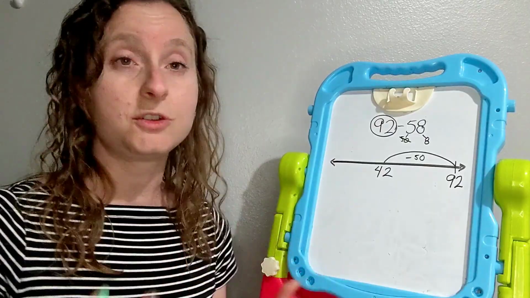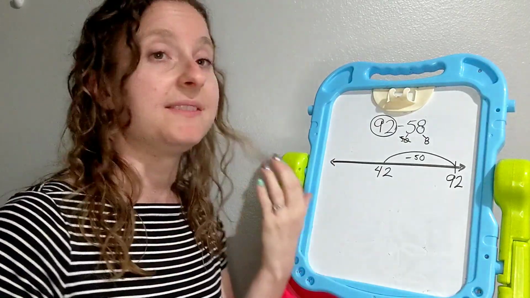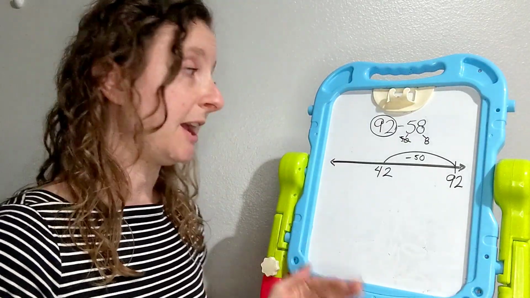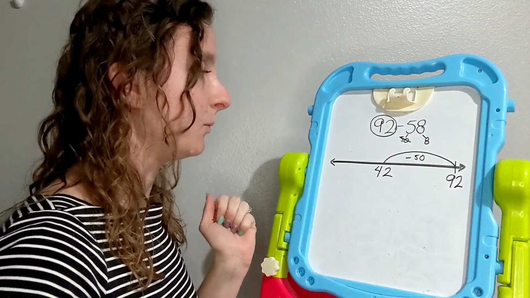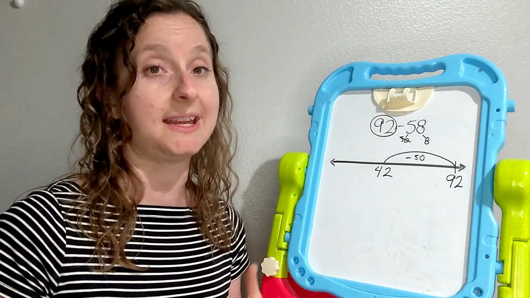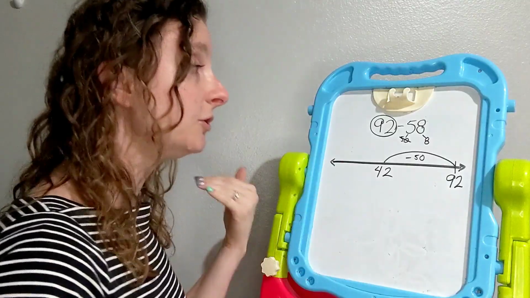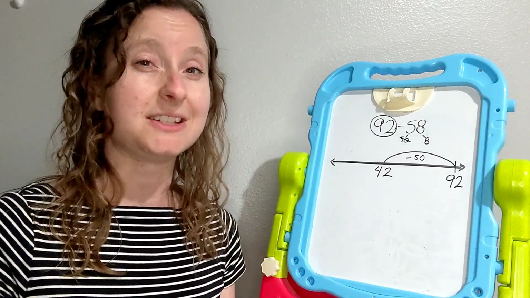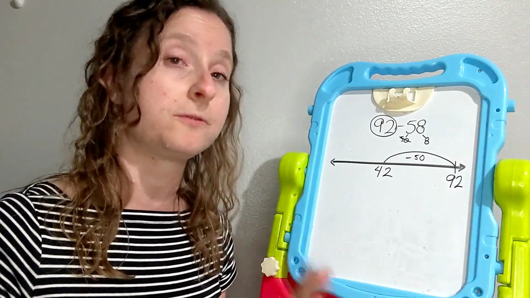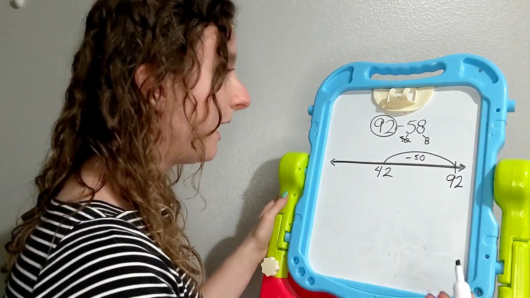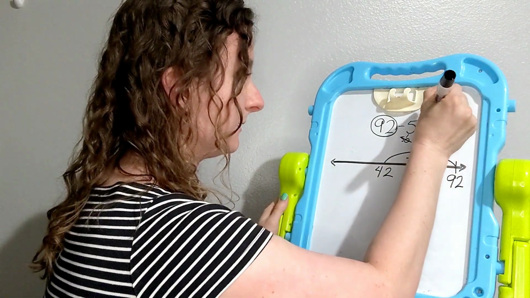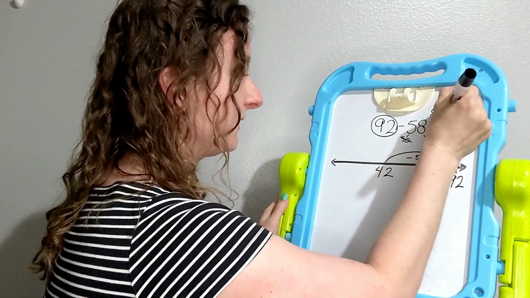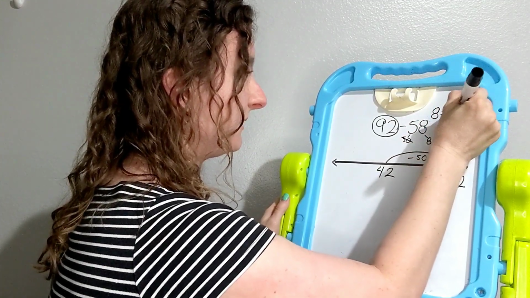Now again, there's two ways to do this. I have some students that are really good with their math facts, so they can look at this and say, well, I know that 12 minus 8 is 4, so 42 minus 8 is going to be 34. But I have some students that need to break it apart into what we call friendly numbers. So I know that 8 really equals 2 plus 6.